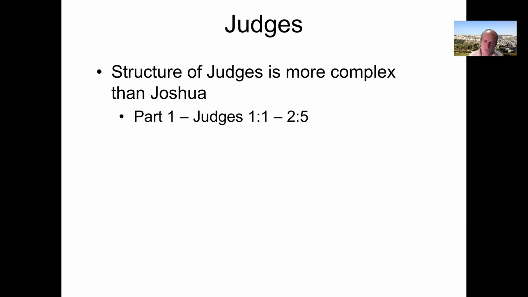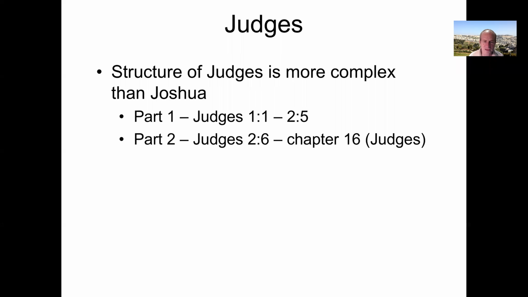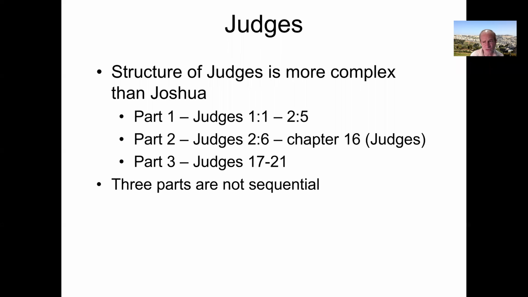Part one goes from Judges 1:1 through chapter 2, verse 5. Part two has its own prologue and goes from Judges 2:6 all the way through chapter 16. And it's this part of the book of Judges that has actual judges. And part three is Judges 17 through 21. The three parts are not sequential. They did not go in order. Inside each part they're in order, but the three don't go in order one with the other.